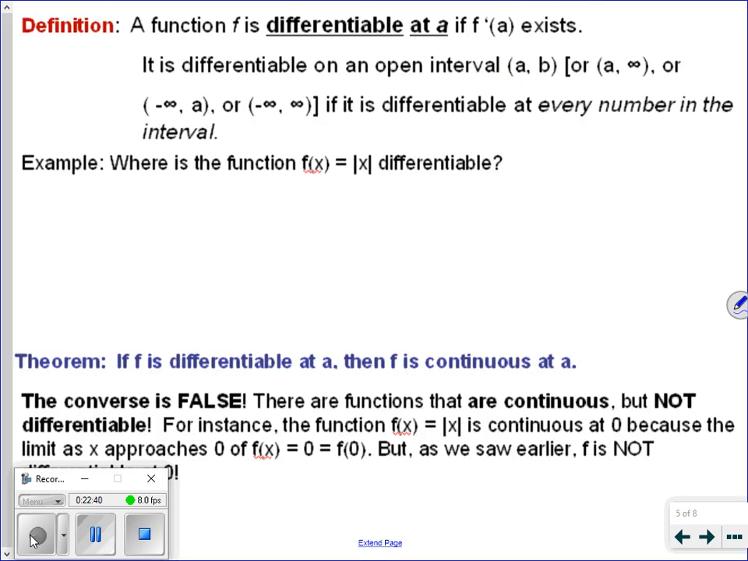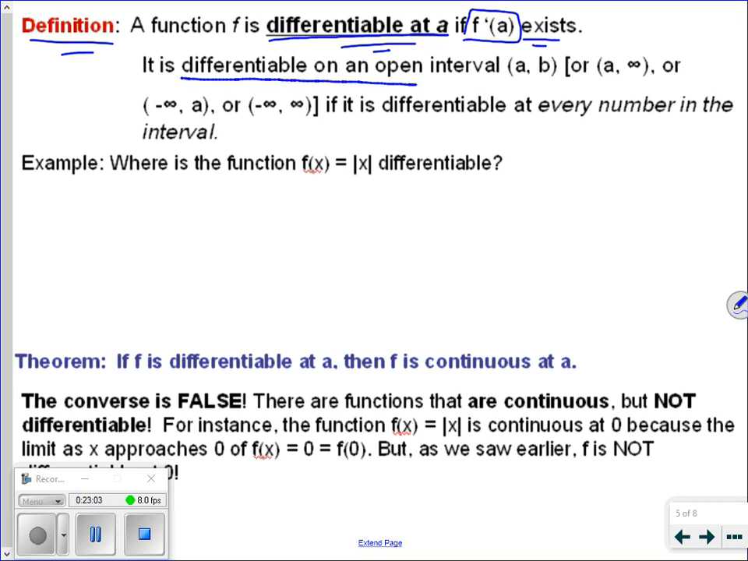Okay. Now, by definition, a function is differentiable at a point a if f prime of a exists. So if I can use the definition, plug in a, and get an actual limit, if I get an answer, then that means the derivative exists. That's algebraically how you show it.